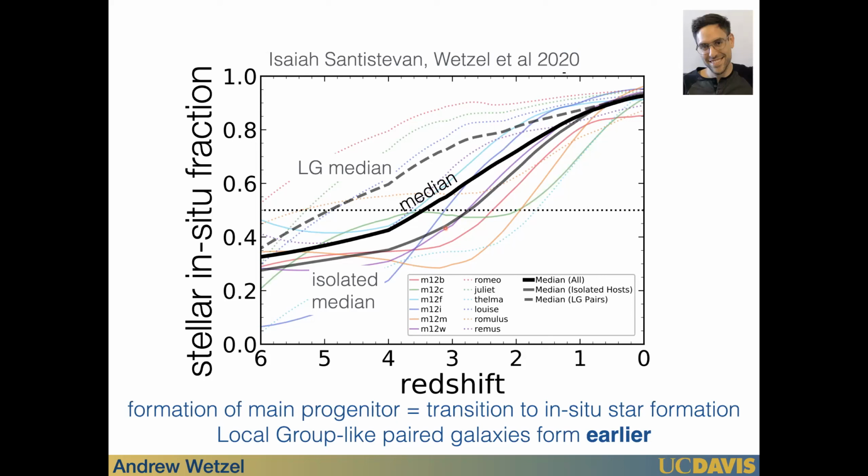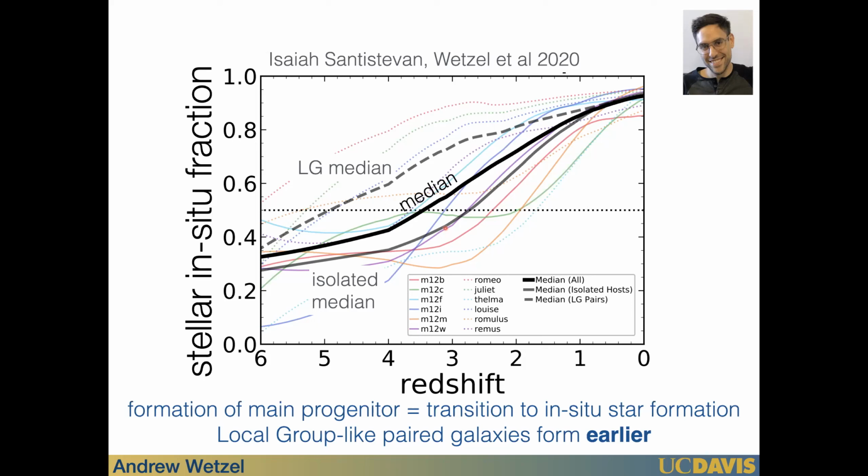And this seems to be simply a reflection of the collapse history of the dark matter halos they're forming in. So it turns out that you can look in dark matter only simulations, and halos in local group environments collapse earlier on average than halos in isolated environments, because halos in local group environments are forming by definition in a denser patch of the universe. And this seems to reflect itself in the formation of stars in the main galaxy in our simulations as well.